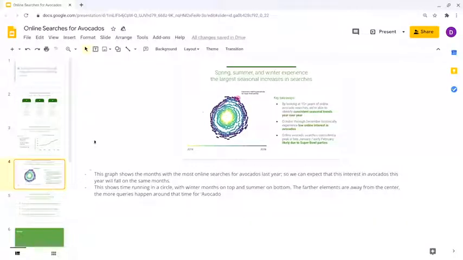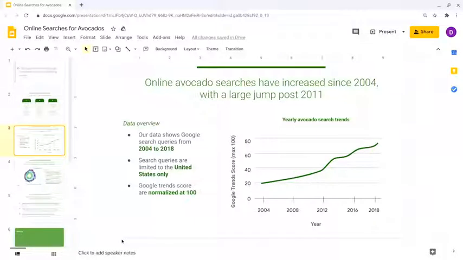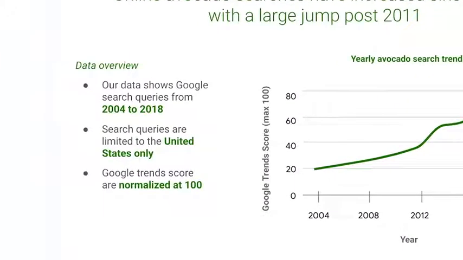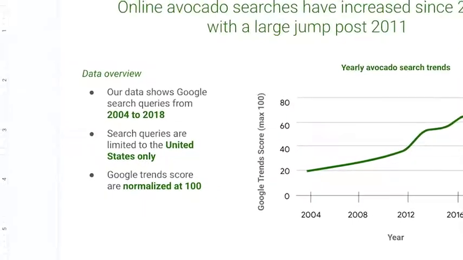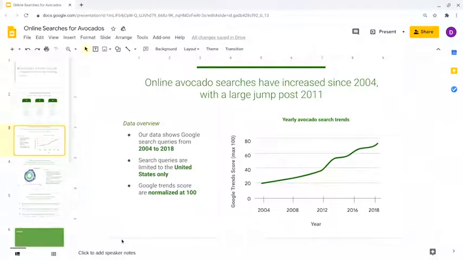Here's another potential data viz that we want to use. We can frame it for our audience by including some of our metrics. There's an explanation of what time period this data covers. Our data shows Google search queries from 2004 to 2018. Where we gathered this data from, search queries are limited to the United States only, and a quick explanation of how the trends are being measured. Google Trends scores are normalized at 100. So now that our audience understands the metrics we use to organize this data, they'll be able to understand the graph more clearly.